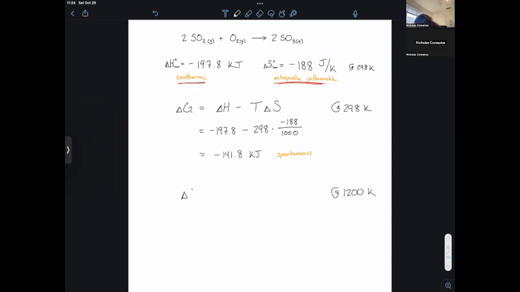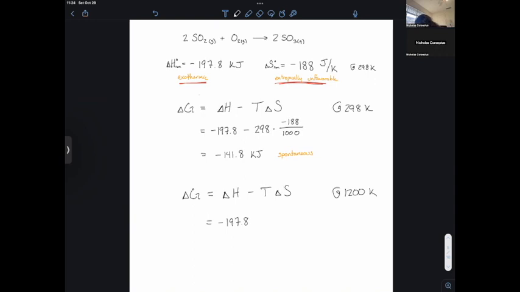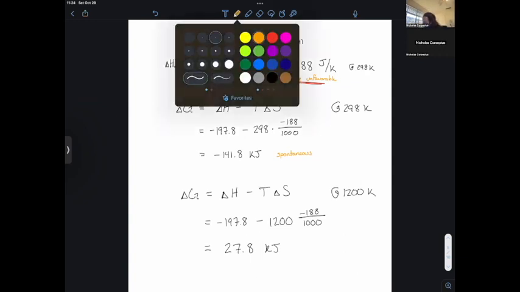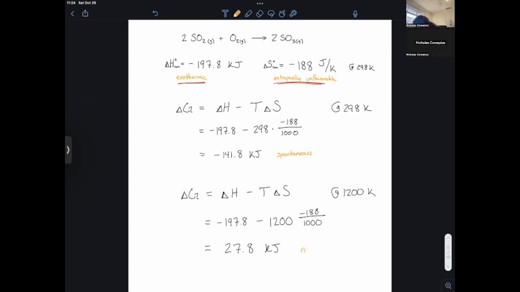All right, so again, we'll have that same delta G equals delta H minus T delta S. We're going to use those same enthalpy values of 197.8, but now we're going to change our temperature to 1200 and the same entropy value. Again, got to convert it to kilojoules. And if we do the math on this one, what we'll see is that the free energy is now 27.8 kilojoules. So as we increase the temperature, we pass this point where all of a sudden our reaction is non-spontaneous.